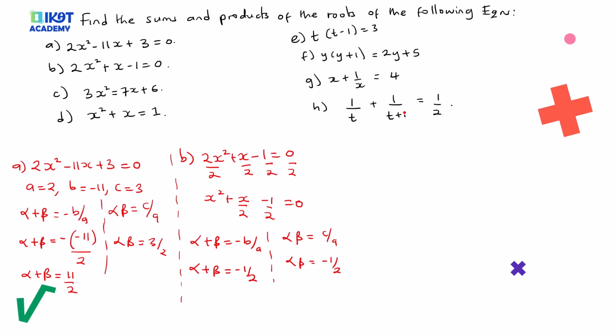Though these may need you to first do some LCM, but eventually it would come out to the same thing. You're going to form a quadratic equation. After forming the quadratic equation, make sure you rearrange it in the form of ax squared plus bx plus c equals to 0. Then after that, you can obtain the sum from negative b out of a and the product from c out of a.